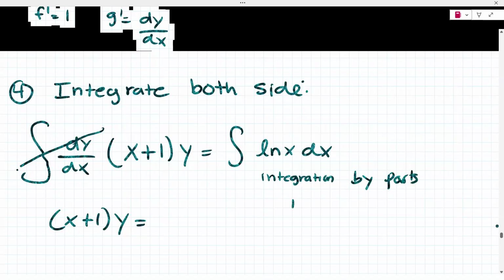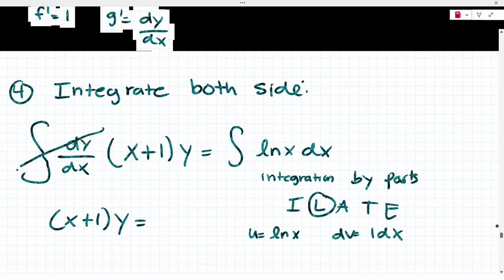So ELATE, and we don't have inverses. I don't have logs. Wait, we do have a log, right? Or a natural log. So my u is going to be ln of x, and my dv is the leftover, which is 1 dx. My du is 1 over x dx, and my v is the integration of 1 dx. It's just the integral of 1 dx is just x.